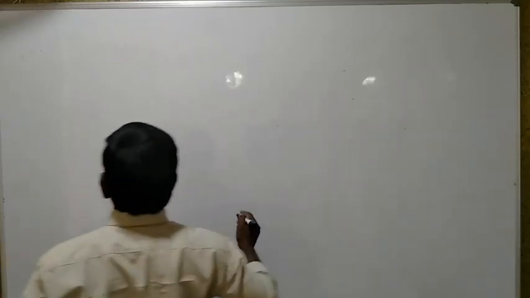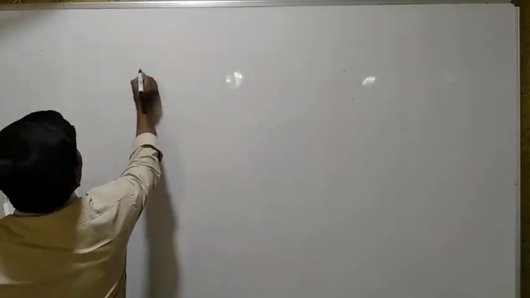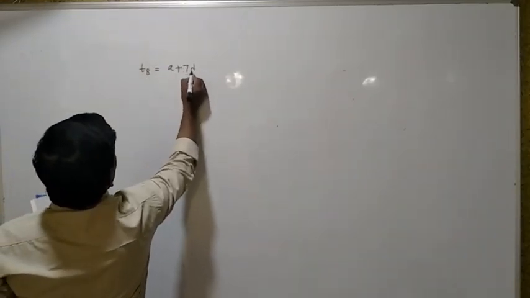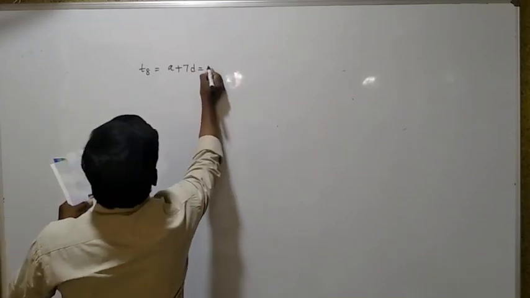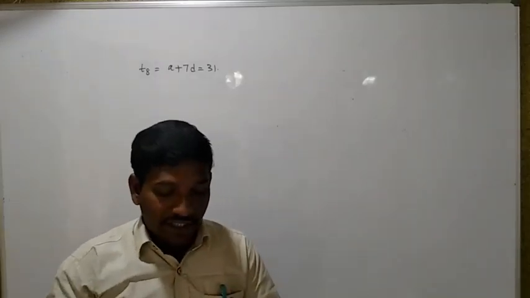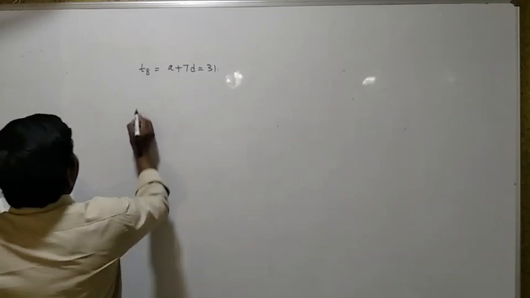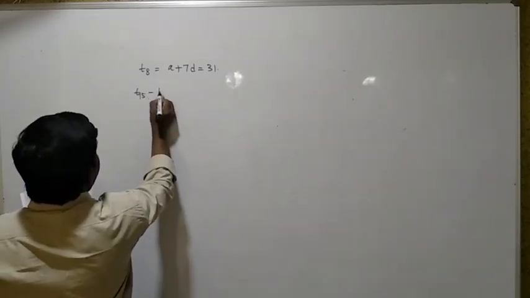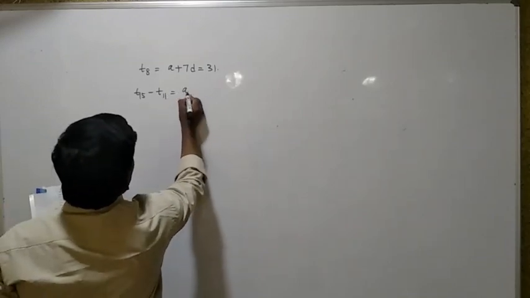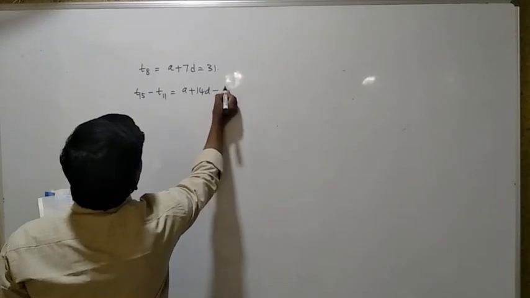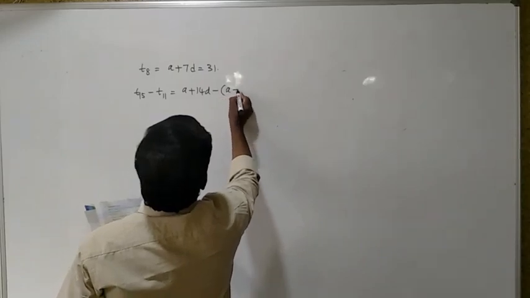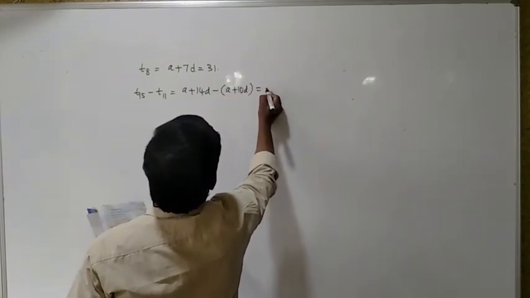Here, take the 8th term, that means T8 equal to a plus 7d equal to 31. And the difference between the 15th term and the 11th term is 16. Okay, T15 minus T11 equal to T15, which is a plus 14d, minus the 11th term, which is a plus 10d, equal to 16.